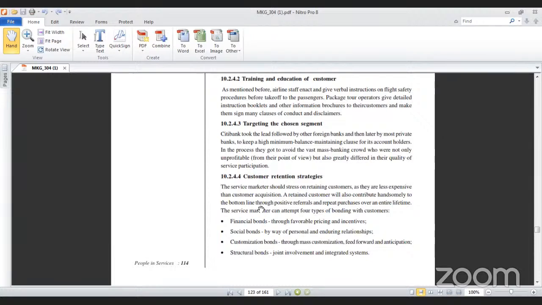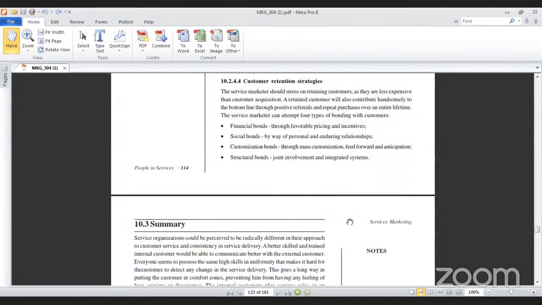Customer retention strategy has four types: financial bonds, social bonds, customized bonds, and structural bonds.